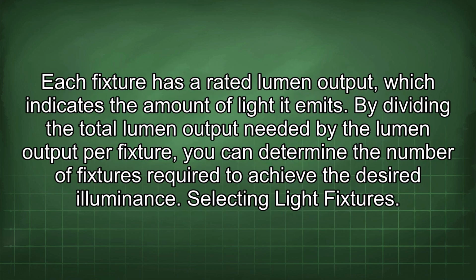Each fixture has a rated lumen output, which indicates the amount of light it emits. By dividing the total lumen output needed by the lumen output per fixture, you can determine the number of fixtures required to achieve the desired illuminance.